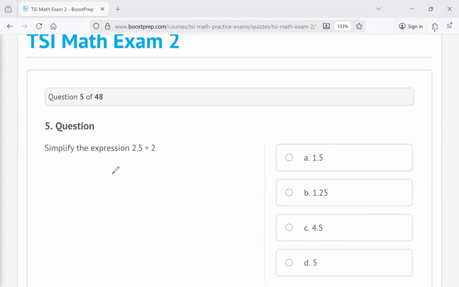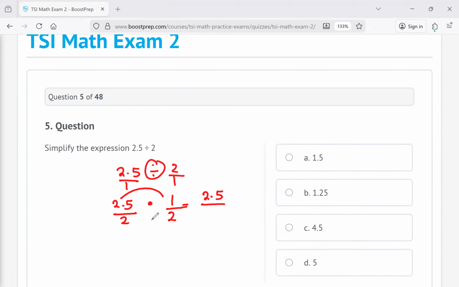Simplify the expression 2.5 divided by 2. So it's really 2.5 divided by 2 over 1. You can either cross multiply or change the divide sign into multiplication and then flip it. Then multiply across: 2.5 times 1 is 2.5, 2 times 2 is 4, and you get 0.625.